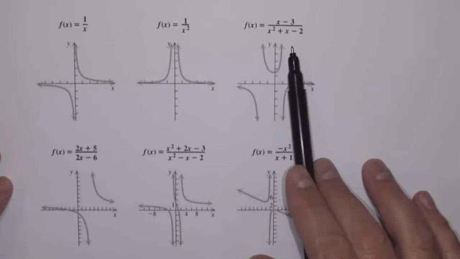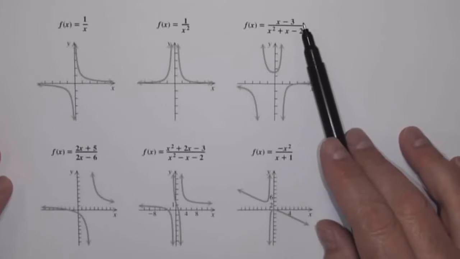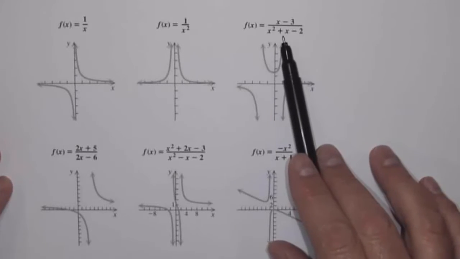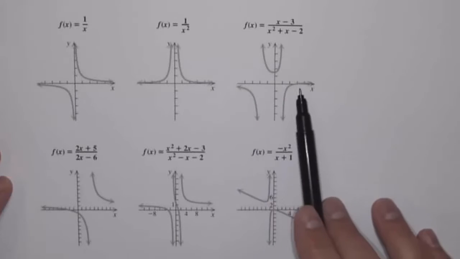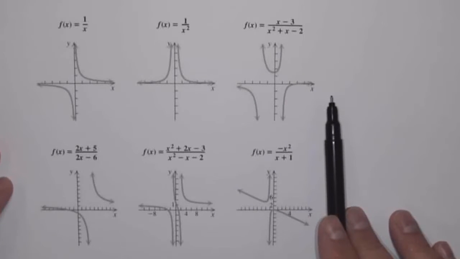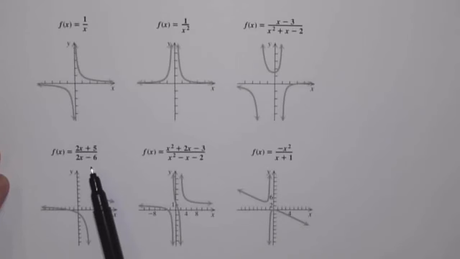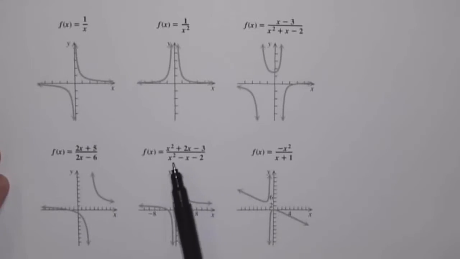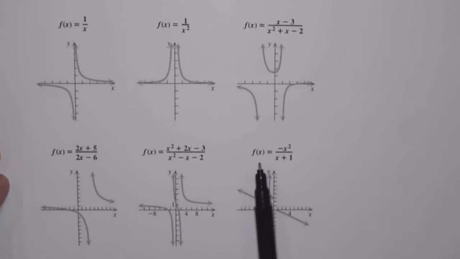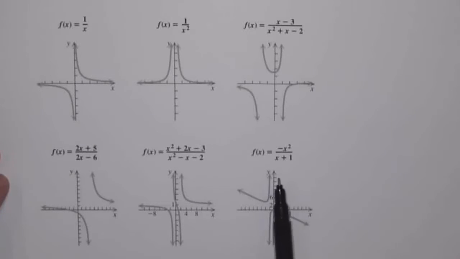Here we have a more complicated rational function, f of x equals x minus 3 over x squared plus x minus 2, and this is what the graph of that function looks like. And then we have a few more examples. F of x equals 2x plus 5 over 2x minus 6. Here's what that looks like. F of x equals x squared plus 2x minus 3 over x squared minus x minus 2. Here's what the graph looks like. And finally, f of x equals negative x squared over x plus 1.